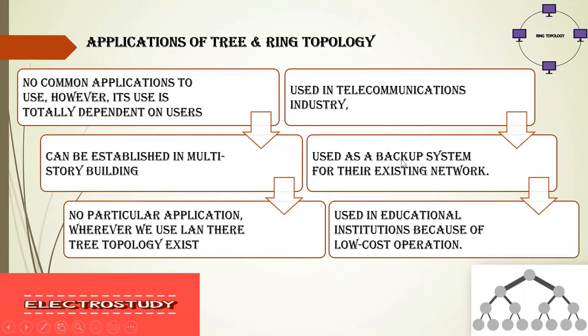And it is used as a backup system. That is, if one node fails, the data sent from this node is not erased. It is kept, and the backup of the data is available so that after rectifying this node, it can again send the data to reach the destination node.